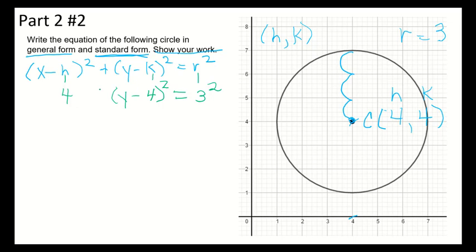So we'll just put everything else in here and then see if there's anything I need to do to simplify. So we have (x minus 4) squared plus (y minus 4) squared equals 3 squared. Go ahead and multiply 3 times 3 to get 9. And you will have the equation in standard form for the circle that's pictured.